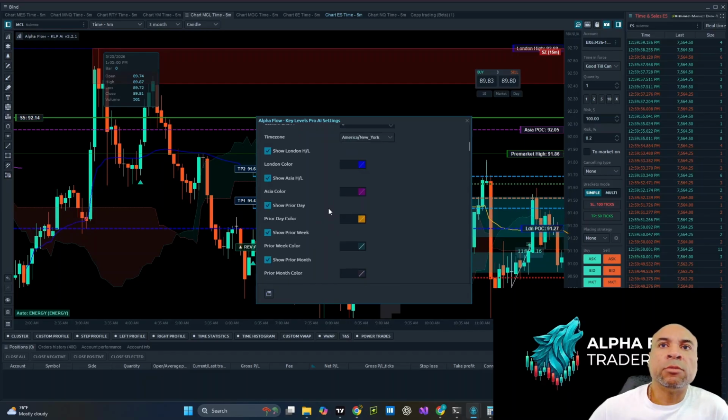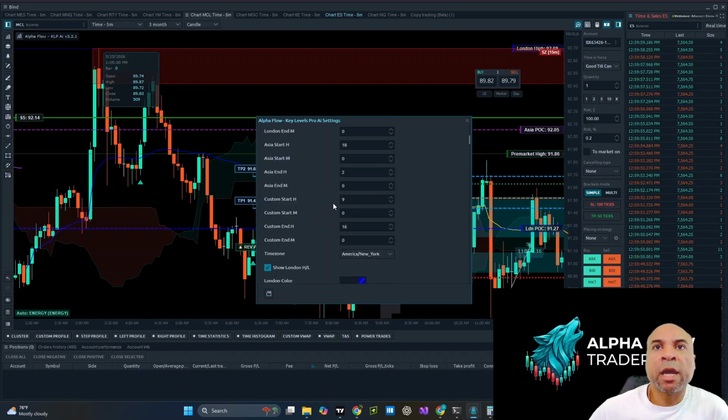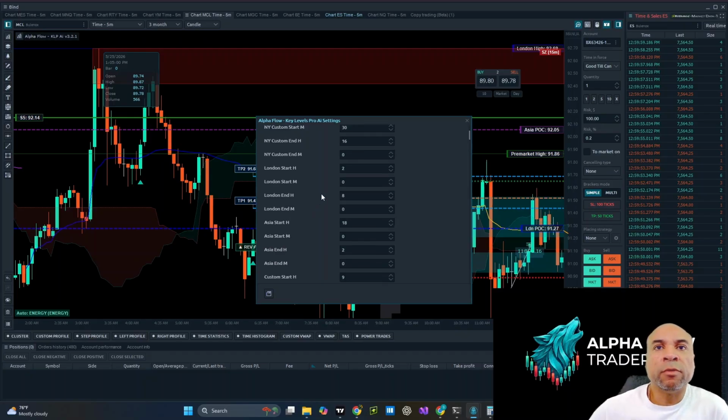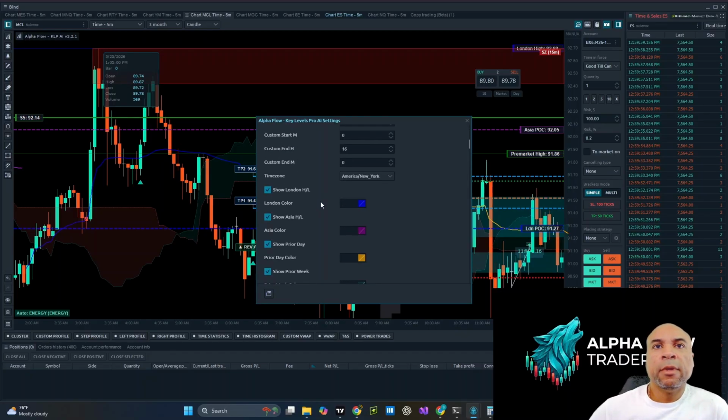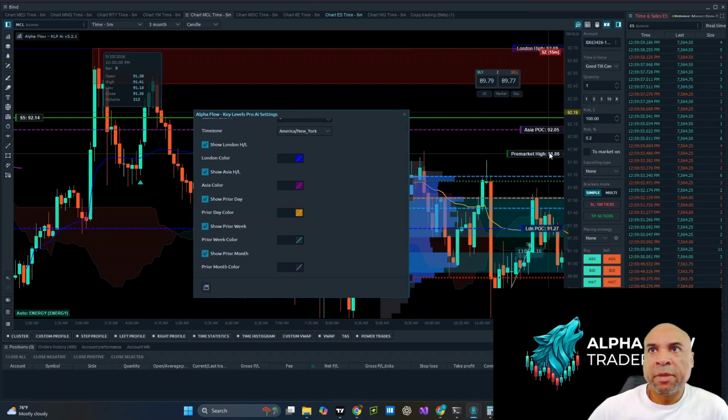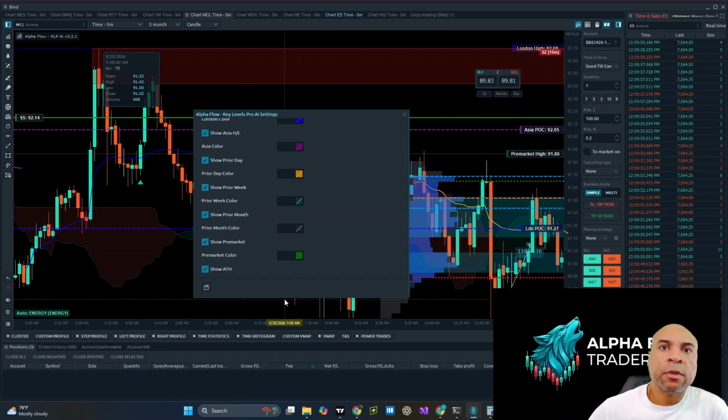All right. So this is where you would set your times. Each session profile is highly customizable. You can put whatever time slots or time range you want that session profile to run from. All right. Also, here's where you control how many key levels you see here on the right hand side. I want to see all of them on the chart. I want to know where London high and London lows are, Asia high, Asia low, prior day, prior week, prior months.